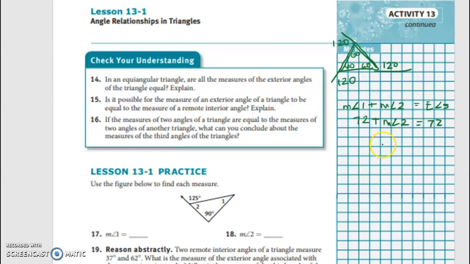Okay, and number 16 says, if the measures of two angles of a triangle are equal to the measures of two angles of another triangle, what can you conclude about the measures of the third angles of the triangle? Well, if you have two triangles, and this is 50, and this is 60, you've got the same thing in two different triangles, 50 and 60. We know that it has to add up to 180 degrees, so this is always going to have to be 70. And same for the other triangle. This is always going to have to be 70. So that third angle has to be equal as well.